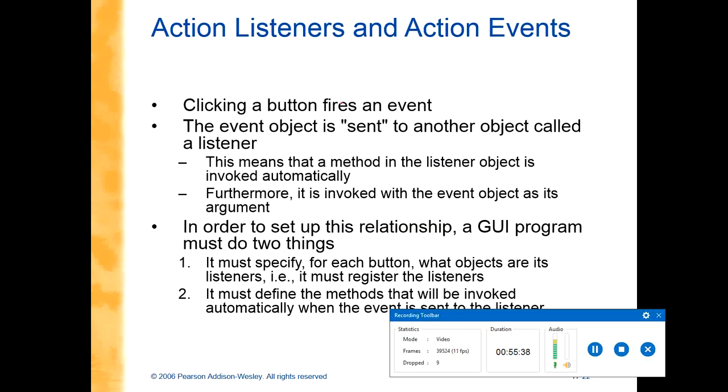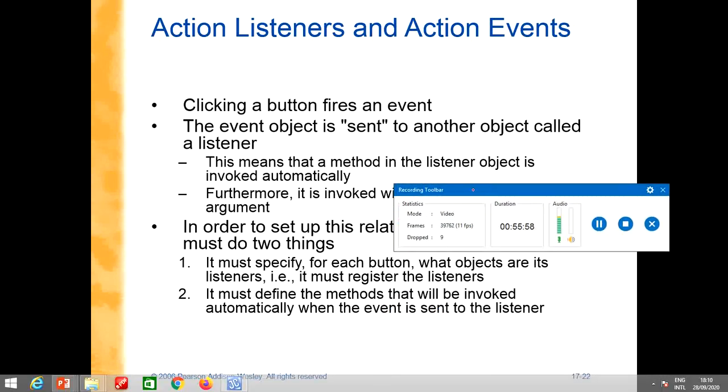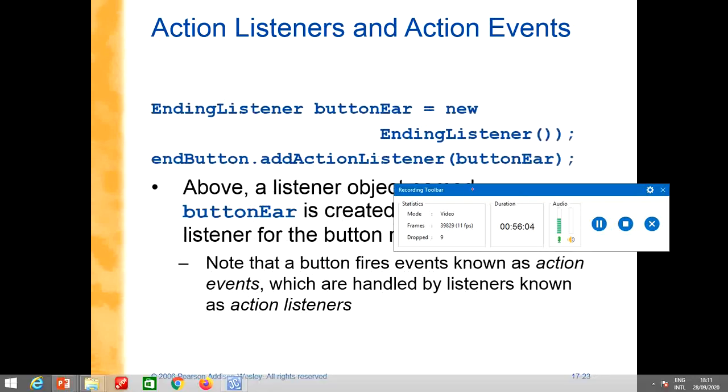Clicking on a button fires an event. The event object is sent to another object called a listener. This means that the method in the listener object is invoked automatically, and it is invoked with the event object also. So for each button we need to specify which objects are the listeners, and we must specify which methods will be invoked when the event is sent to the listener. These are the two things that I told you just now also.